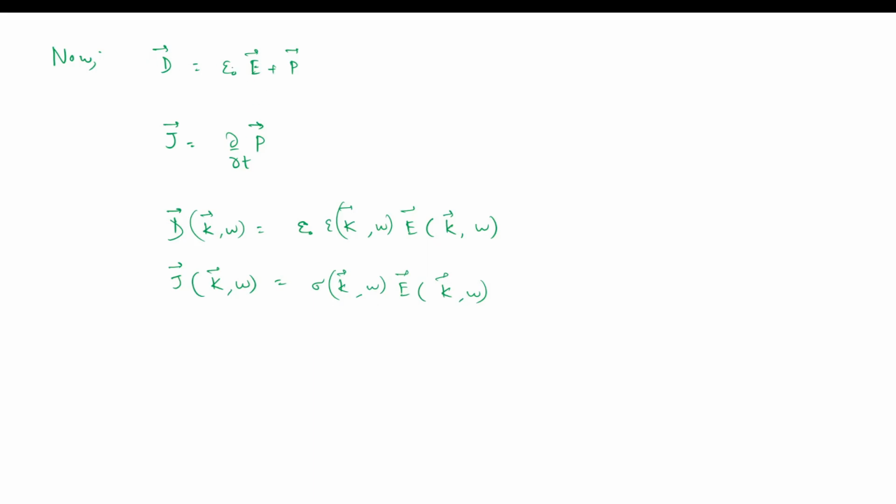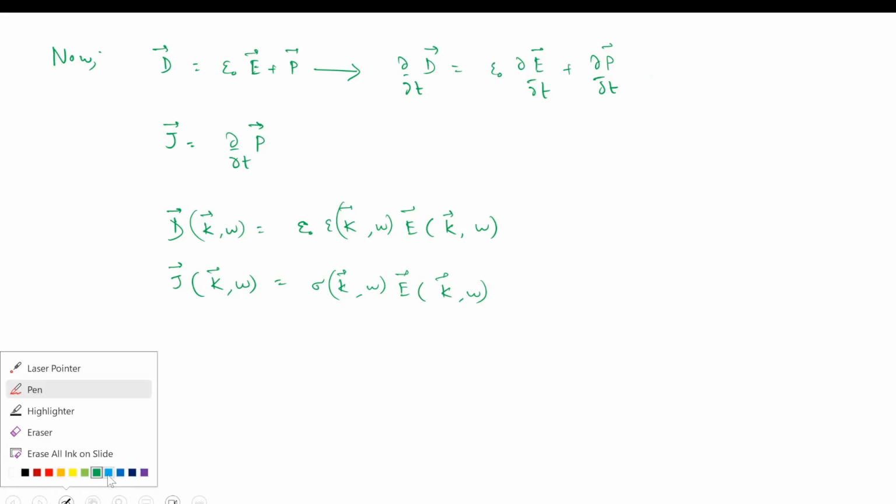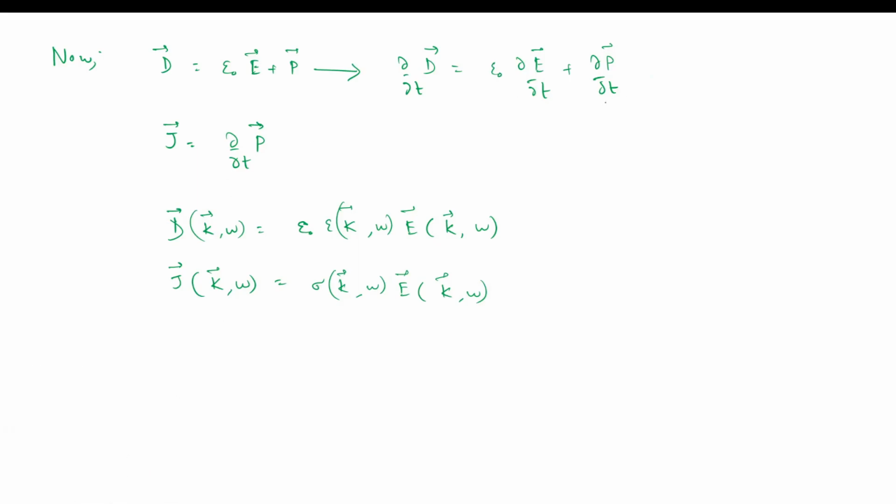Okay, now what we're going to do, we'll do a time derivative of this. So if we do a time derivative of this, what we have is dou by dou t of D is equal to epsilon naught dou E by dou t plus dou P by dou t. On doing the time derivative, we recognize that this term is nothing but J. So dou D by dou t is equal to epsilon naught dou E by dou t plus J.